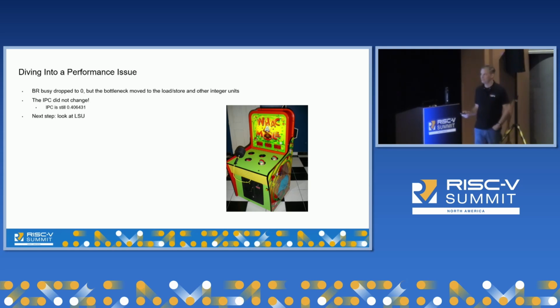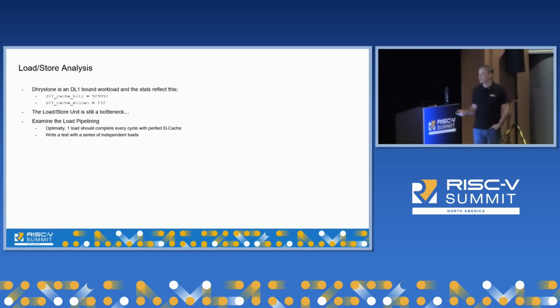It did not change. So obviously everyone's probably thinking, or some folks are thinking, the load store unit is probably our culprit. Now remember, Dhrystone should stick around, should be able to handle and hit the L1 cache. So let's take a look at the load store stats. DL1 cache hits very high, misses very low. Okay, well, that's good.